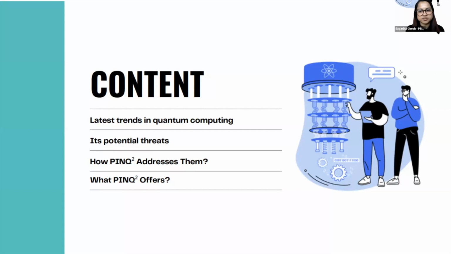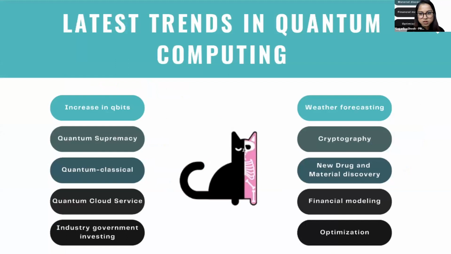So today we are going to look into the latest trends in quantum computing. Are they a threat or not? If so, how does PinQ2 address them, and what do we offer as a solution? There are several exciting trends and developments happening right now. One of the biggest challenges in quantum computing is to build machines with enough qubits to solve real world problems. That's the main challenge we are facing.